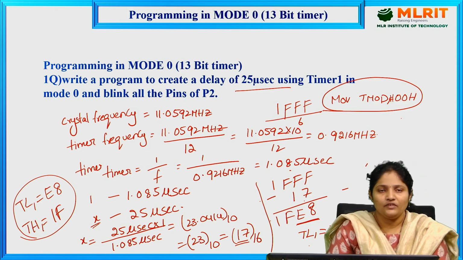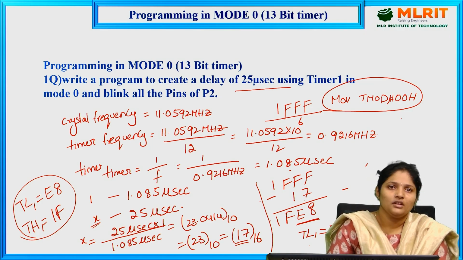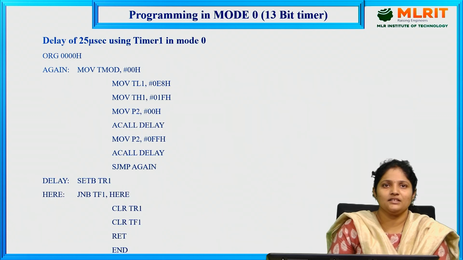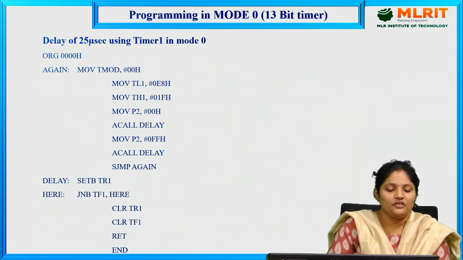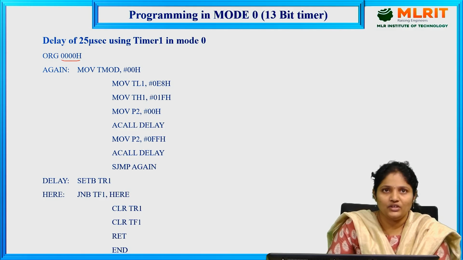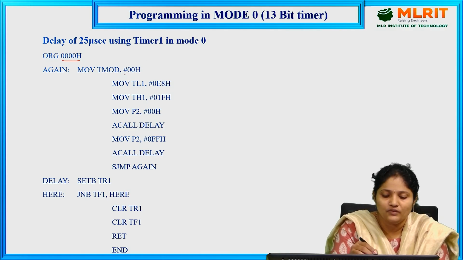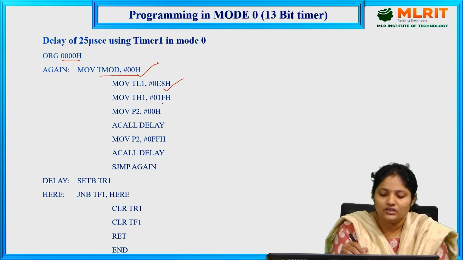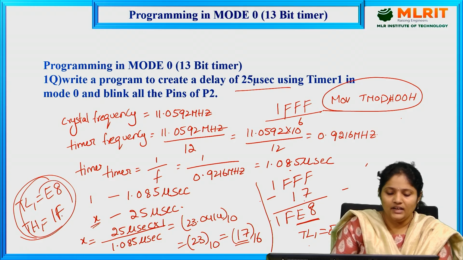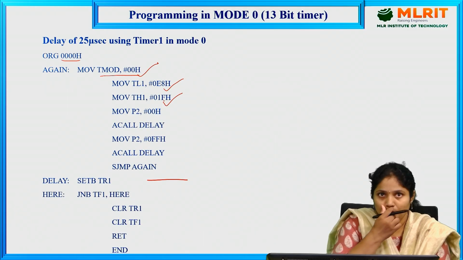After loading this, we can start the timer. We will wait for the overflow flag, and now it is all set. So how to write the program using these values? Let us see. This is the program. We are starting the program at the 0000 location. As I already told you, we found that TMOD is 00H, and the TL and TH values are E8 and 1F. Those values have been loaded.